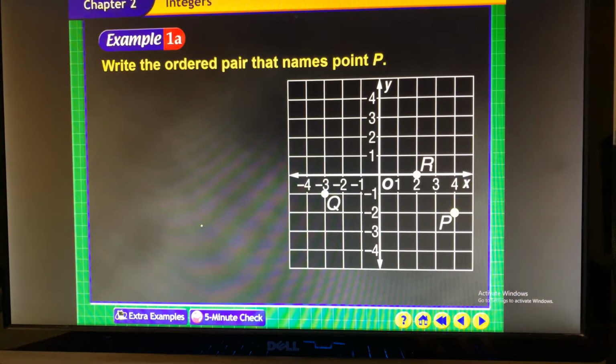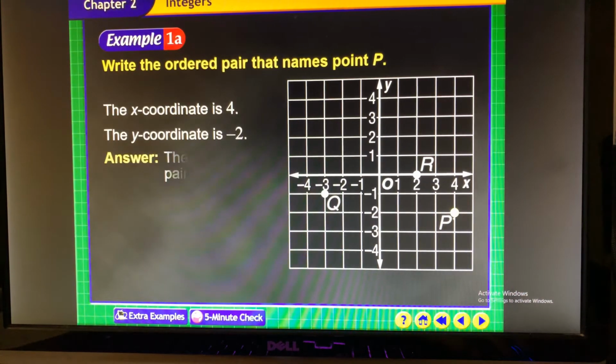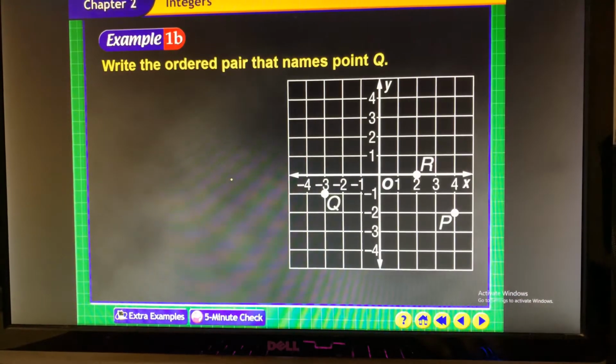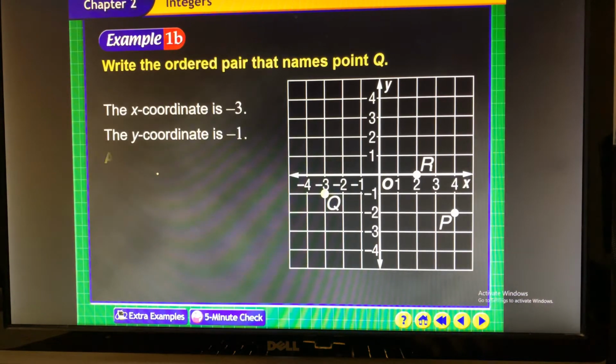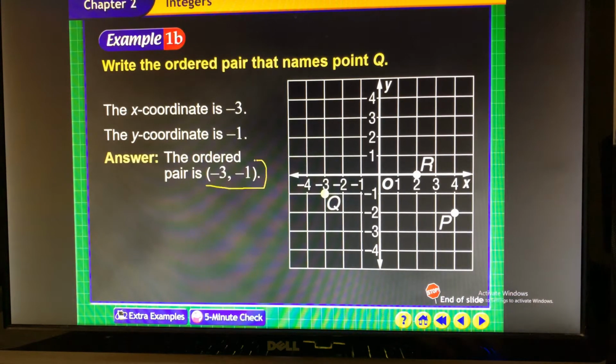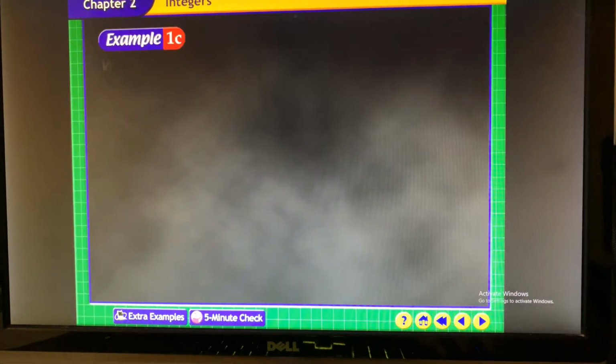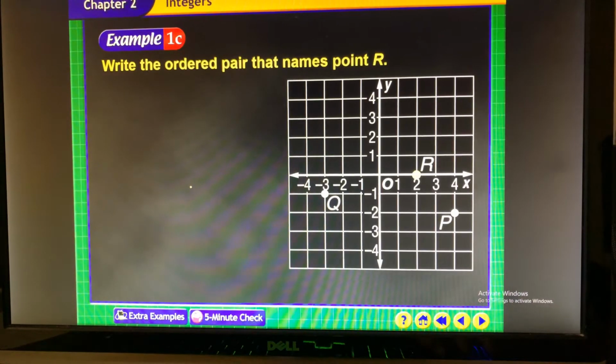So write the ordered pairs for P. Here's P. It's in what quadrant? It's in quadrant 4. So your ordered pair would be (4, -2). So there it is, right there. Point Q is in quadrant 3. So it would be the ordered pair (-3, 1). Don't forget your parentheses. Remember it's x then y.